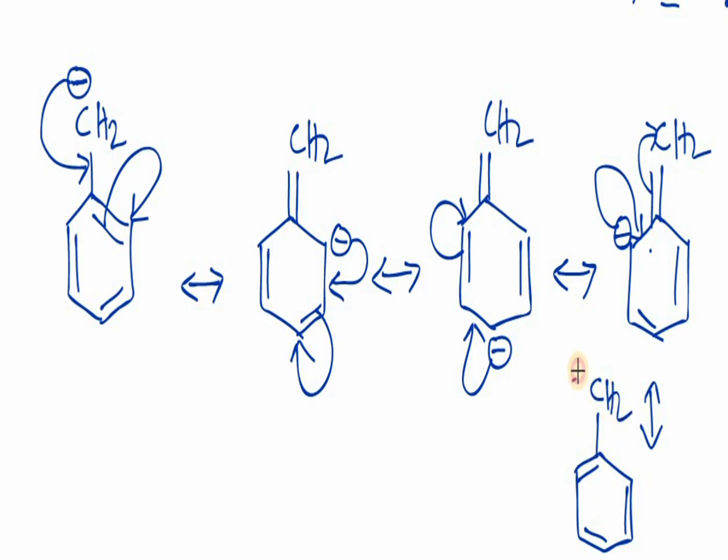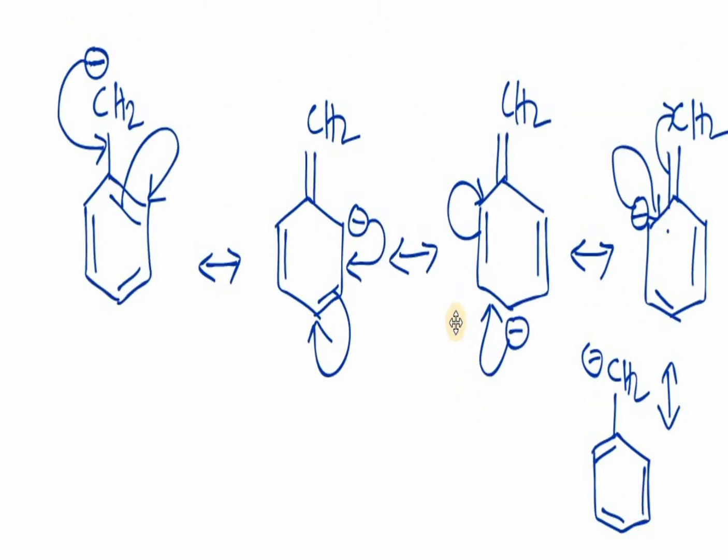So let us write one more example. CH2, here we have taken negative. So now let us take the positive one. What happens? Let us take CH2 positive. Okay, double bond, double bond, double bond.